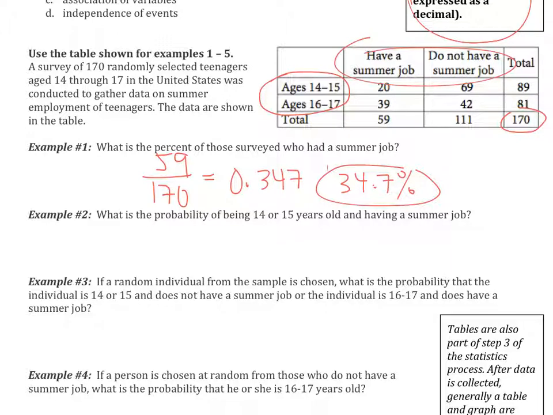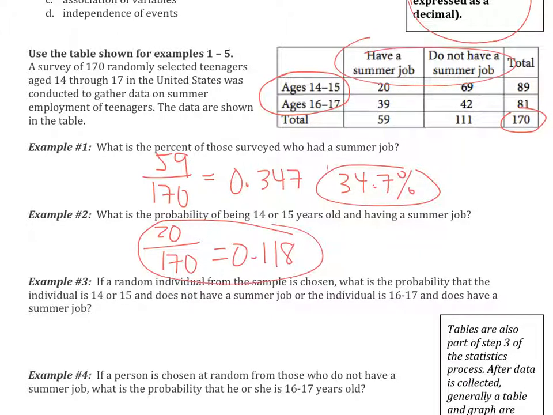So then example 2, what is the probability of being 14 or 15 and having a summer job? So again, I'm looking at all 170 people. I want to know, out of those 170 people, how many are 14 or 15 and have a summer job? How many is that? 20. Now, it's always good to express this as a decimal as well. When you do, you get 0.118. So either of those answers would be acceptable. SAT doesn't care. I don't care either.